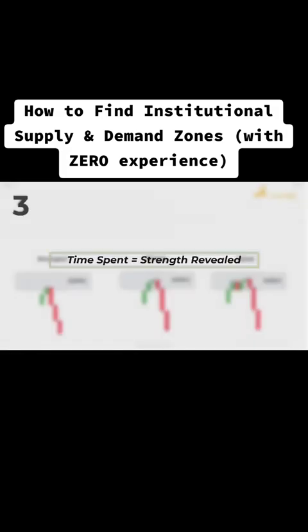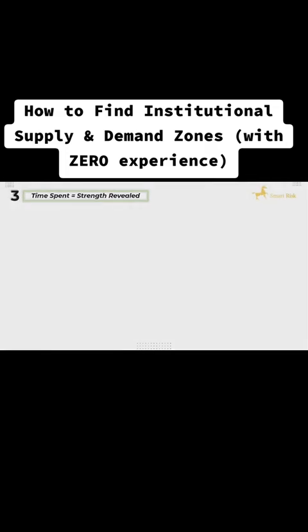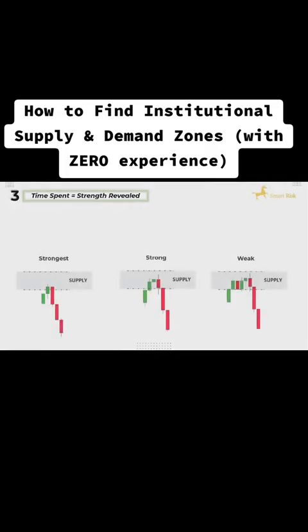Rule number 3. Time spent equals strength revealed. Want to know how aggressive the smart money was at a level? Just look at how long price stayed there. When price barely pauses at a zone before launching out of it, that's your clue. It means a strong imbalance. It means heavy institutional orders hit the market fast.